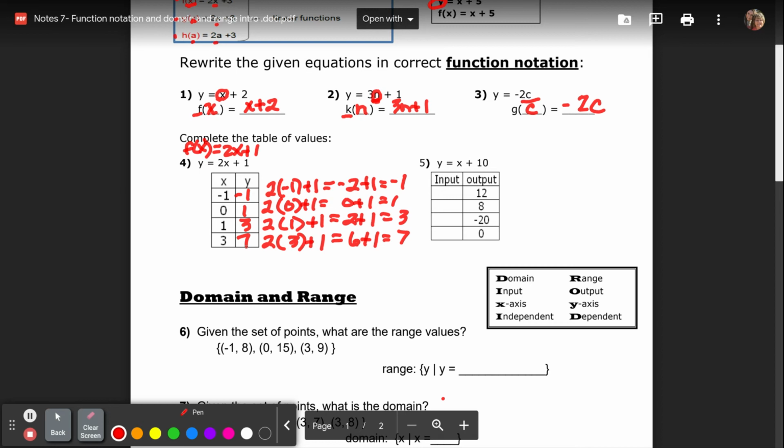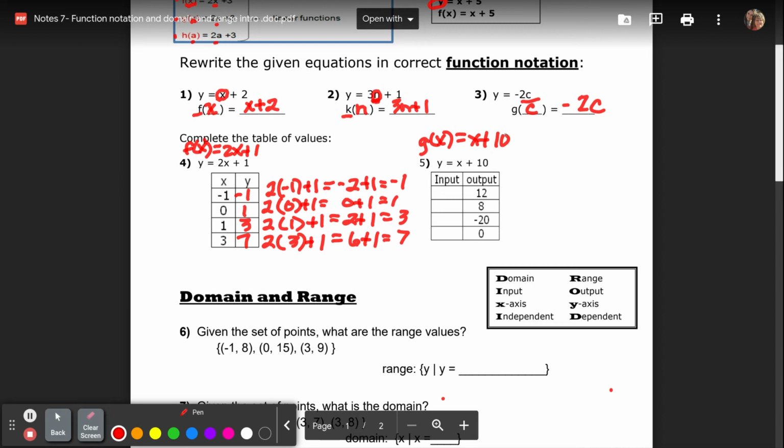All right, let's take a look at problem 5. Now we have y is equal to x plus 10. Another way to write this in function notation would be g of x is equal to x plus 10. And again, we're still going to treat it just like a regular equation beginning with y. Now, on problem 5, you notice that the output is now given. So let's go ahead and practice with the 12.